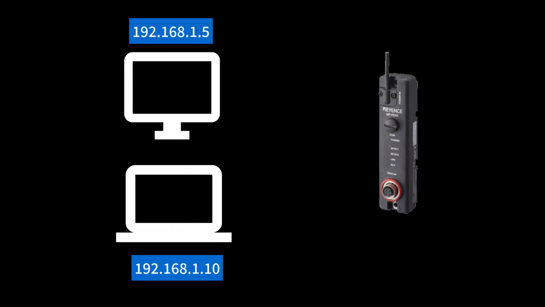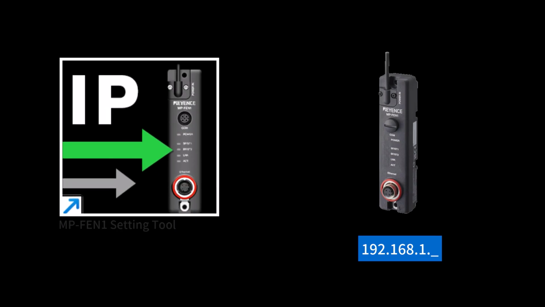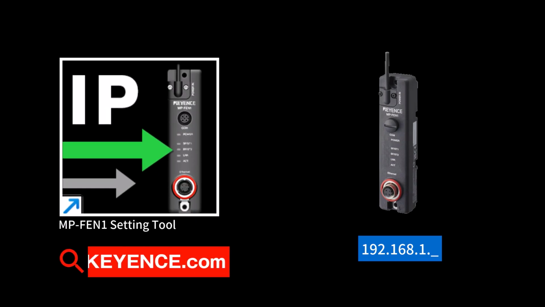Once you identify the IP address the MP-FEN1 needs to communicate to the connected devices, it's time to use the MP-FEN1 Setting Tool. You can download the software for free from KEYENCE.com. Just use the link in the description of this video. Before trying to use the software, make sure the MP-FEN1 is connected to an Ethernet port on your computer.